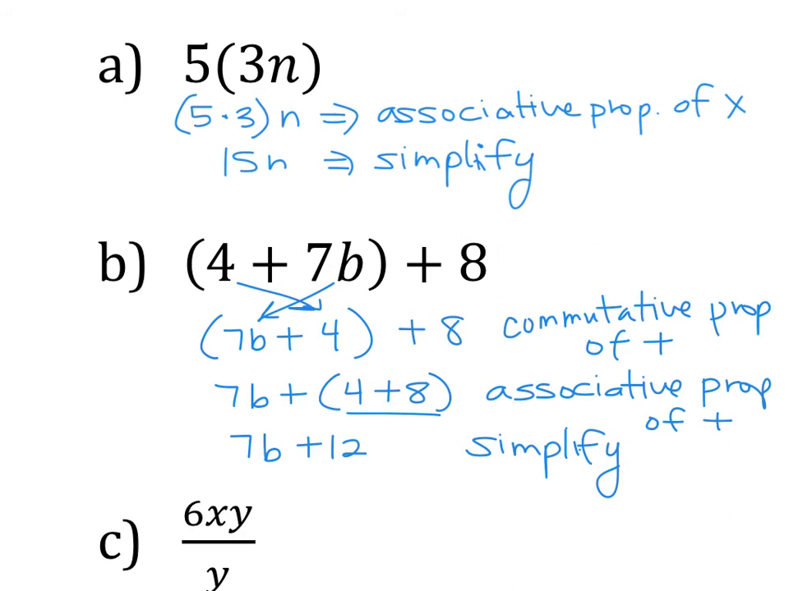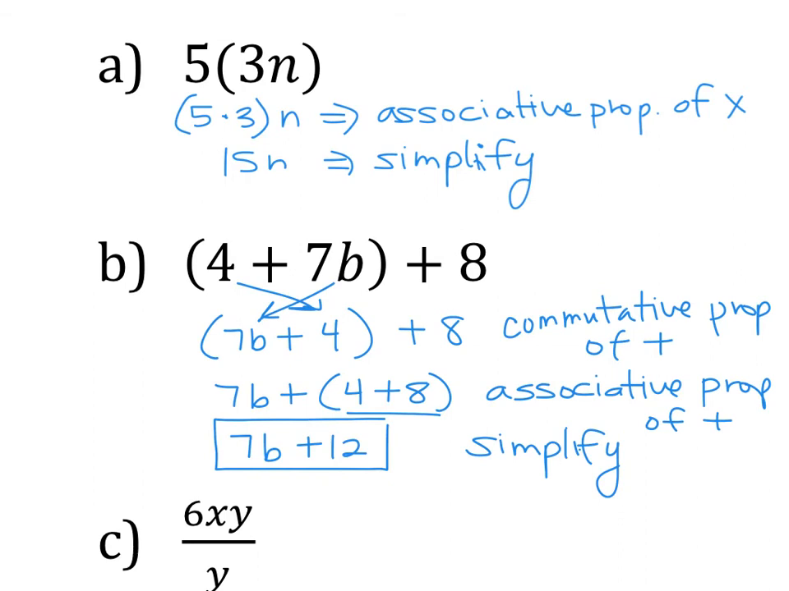We don't know what b is, right? So I can't just add them together, because if b is 2 versus if b is 7, you're going to get a different answer, right? So because we don't know b, because we don't have like terms, 7b plus 12 just stays as 7b plus 12.